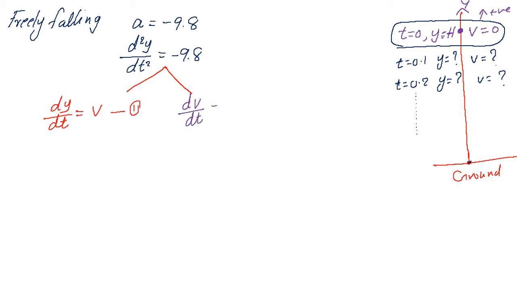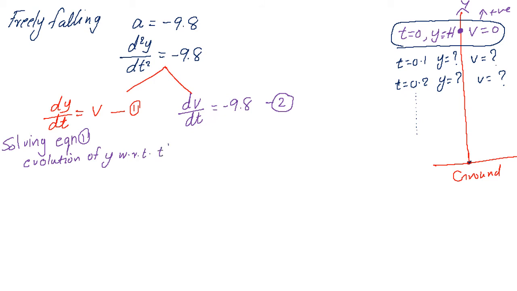dv by dt equals minus 9.8. So this is my second equation. So solving equation 1 will give you the new value of y, correct? So it gives the evolution of y with respect to time t.